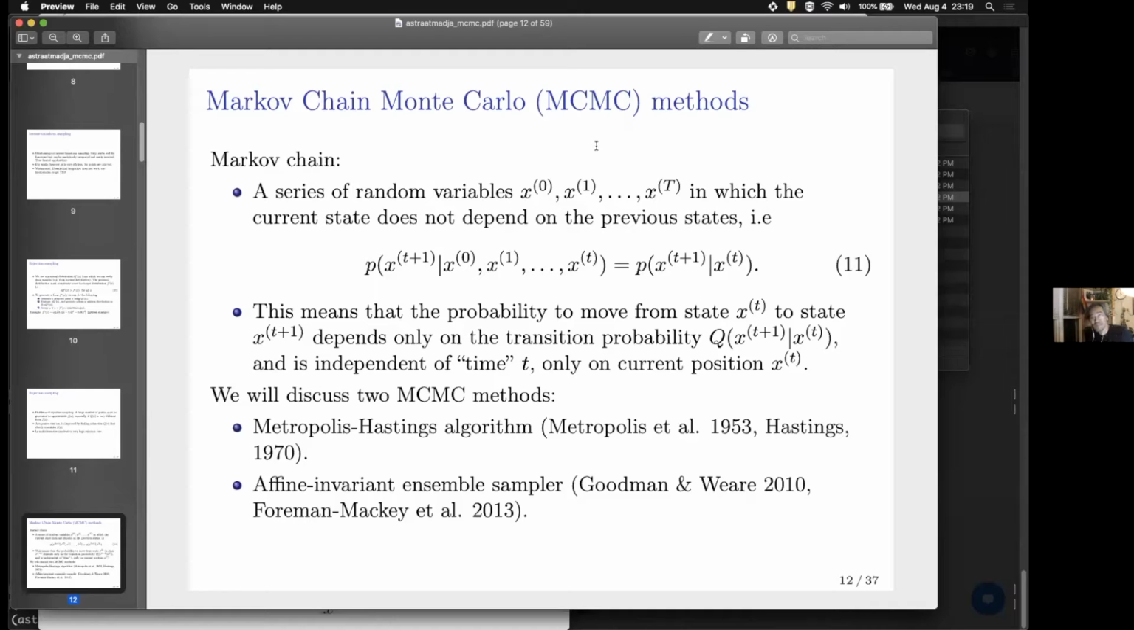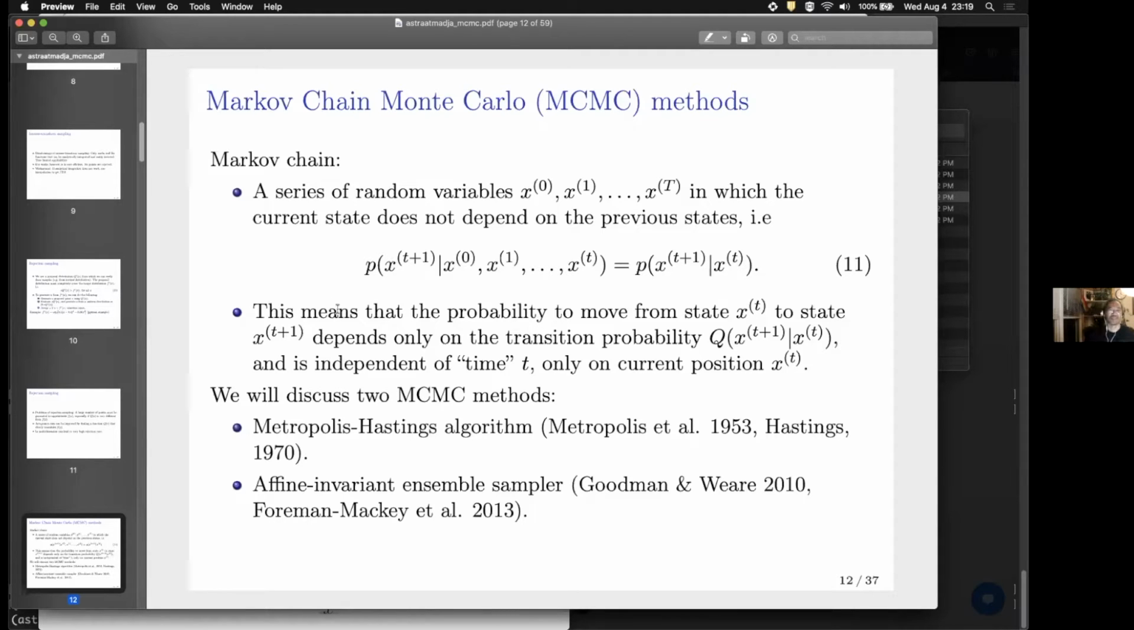But the current sample doesn't depend on the aggregate of the previous states. It only depends on the current state. So the next state will only depend on the current state. It doesn't depend on all of the previous states. So that's the thing. You have already seen this expression here. The probability to get the next state given all of the other states is actually just this. It only depends on the current state.